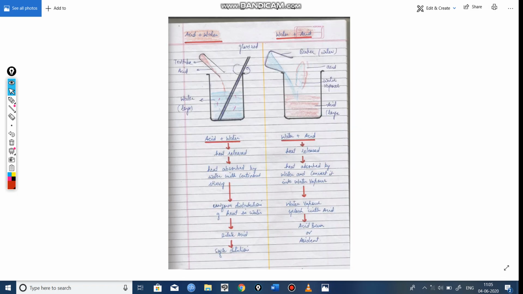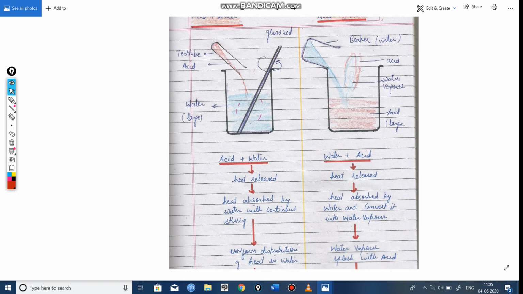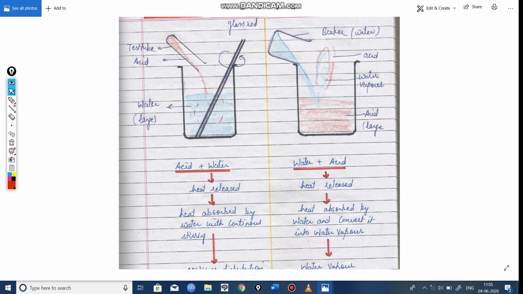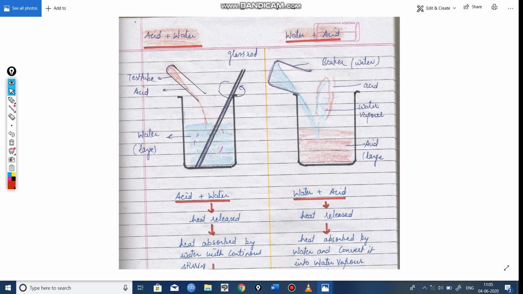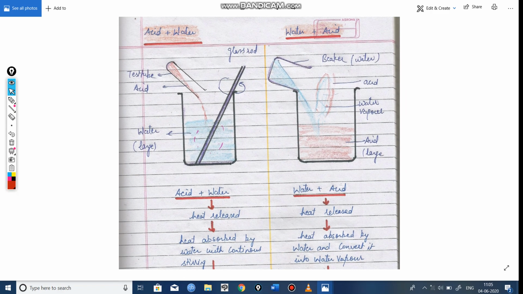Next, dilution of an acid. How can we dilute an acid? By addition of water to acid or by addition of acid to water. First, what happens if we add water to acid? This is acid and this is water. Water is in a small amount, acid is in a large amount. As soon as water is added to acid, what happens?